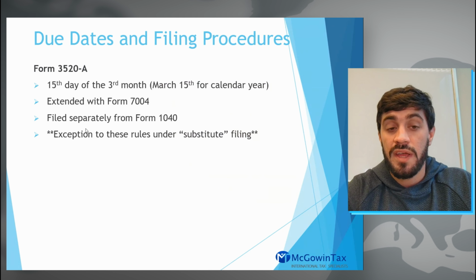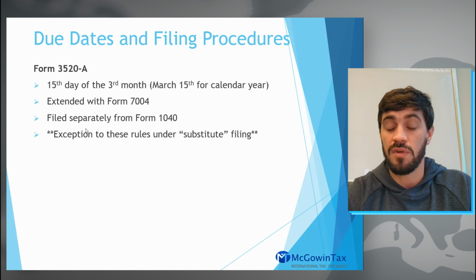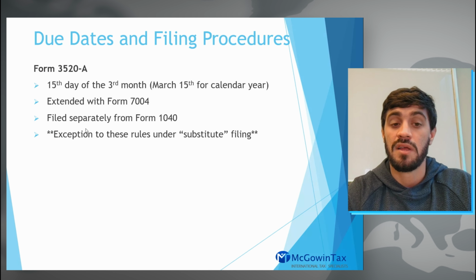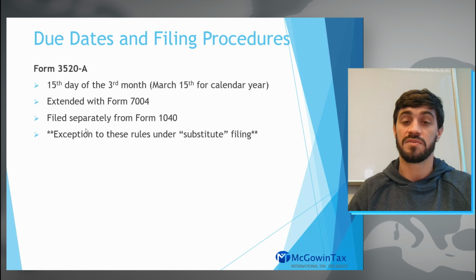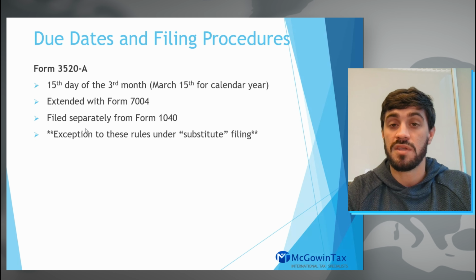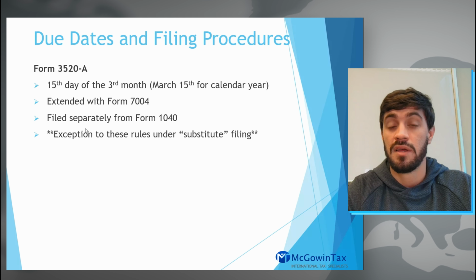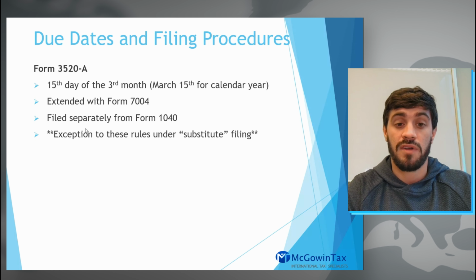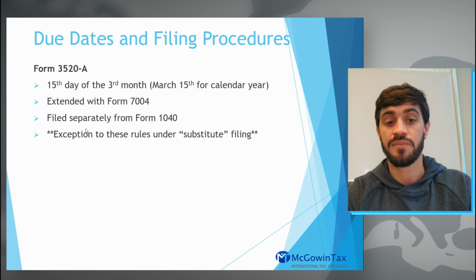So the due date is generally going to be the 15th day of the third month. If you have a calendar year taxpayer, then it's going to be March 15th, and then you can extend it on Form 7004 to September 15th. You think about it just like a U.S. trust or a U.S. business. It has a March 15th due date. You file the 7004 to extend it to September 15th.